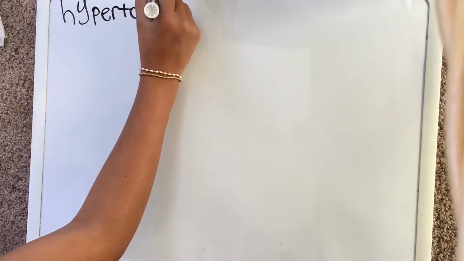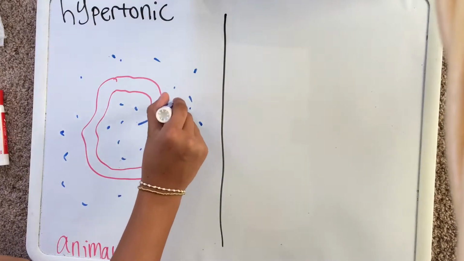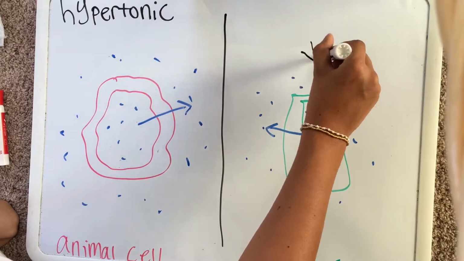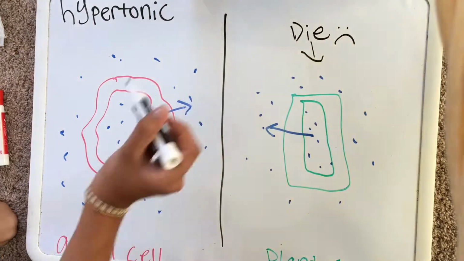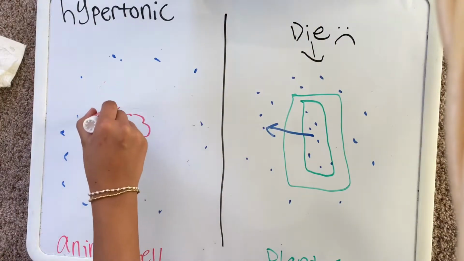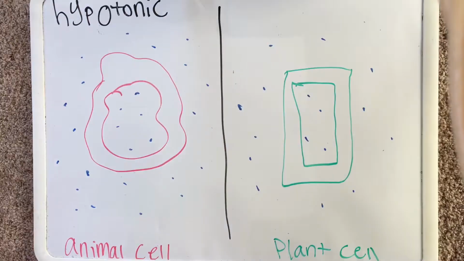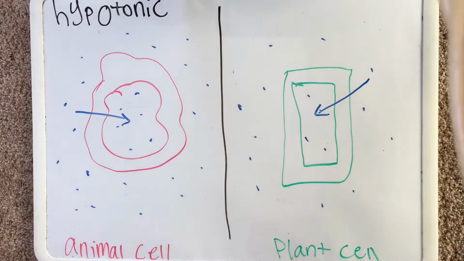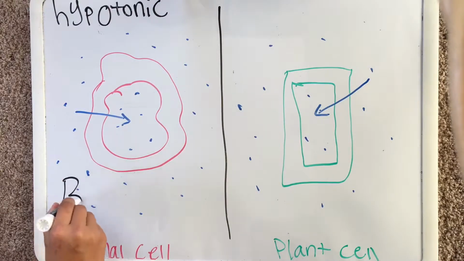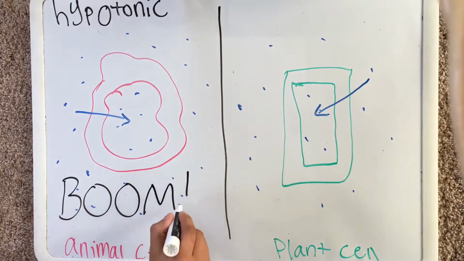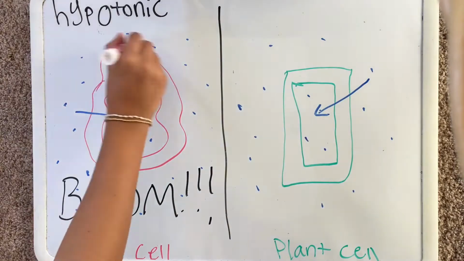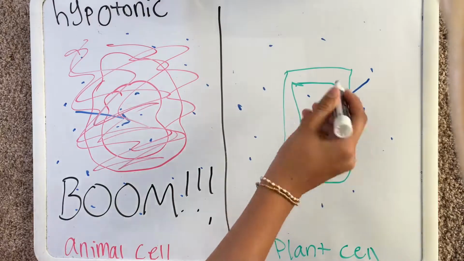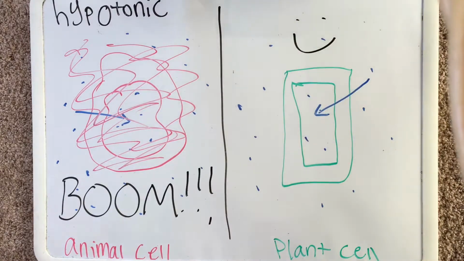Hypertonic is when there is more water leaving the cell than entering the cell. Plant cells will die and plasmolysis will occur, which is when the cell membrane detaches from the cell wall, and animal cells will shrink. Hypotonic is when water enters the cell at a faster rate than it leaves. This will cause the animal cell to lyse, while the plant cell will prefer this solution because it has turgor pressure, which limits how much water enters.